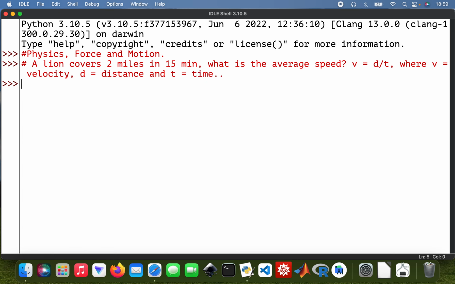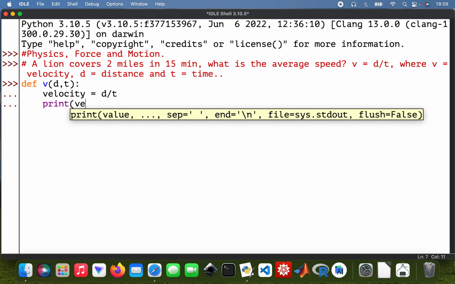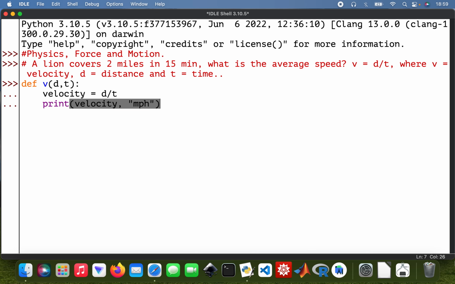Okay, so what I'm going to do is create a function, def, and then v for velocity, then distance and time. And then my velocity equals distance divided by time. Then print velocity, that's miles per hour. That's my string.